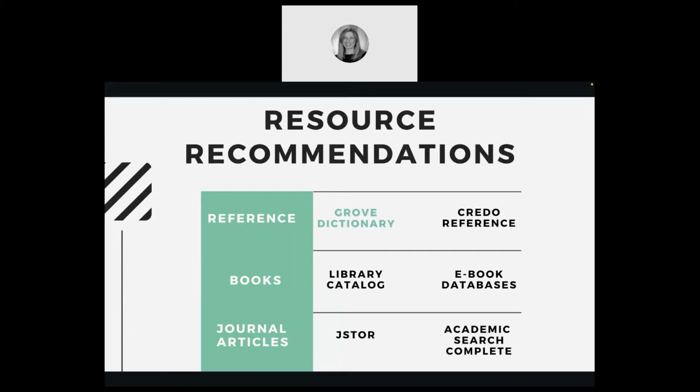For books, you can enter the library catalog to find physical books in the library. And then we also have our ebook databases where you might be able to find some books on your topic as well. And then for journal articles, I recommend number one you'll want to get into is JSTOR. I'll be doing a little bit of searching here in JSTOR in just a few moments. Followed by that is Academic Search Complete, which is a very comprehensive database that covers a lot of subjects, including music as one of them.